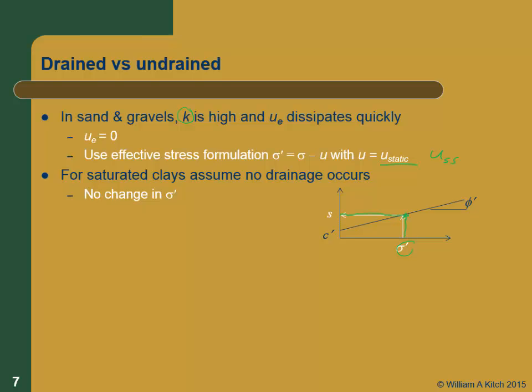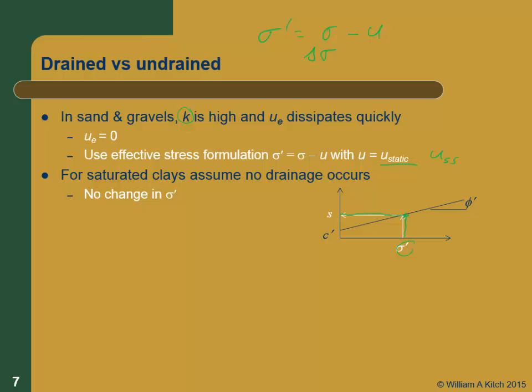If we assume that there's no change in the effective stress, in other words, when we put some load on the soil, sigma prime is equal to sigma minus u, and then we add a delta sigma on there, either because we're loading the soil or we're excavating and unloading on one side, or building on the other side.